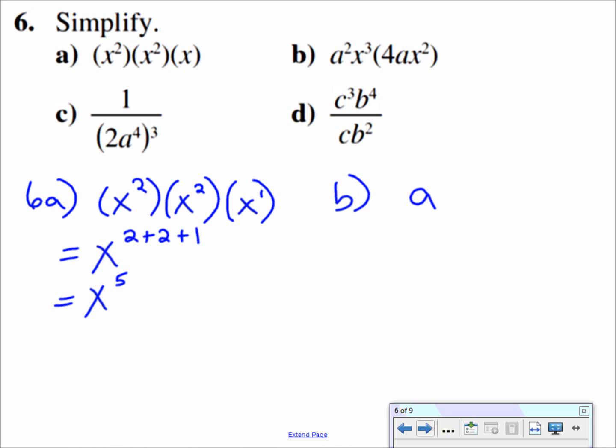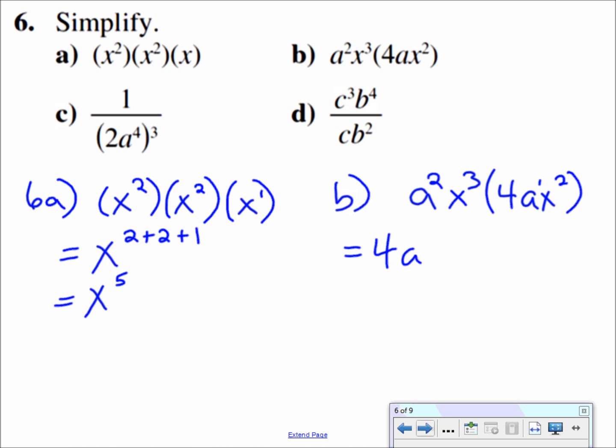Okay, so I have a squared x cubed bracket 4ax squared. First things first, I'm going to throw a 1 on that a as an exponent just so I don't forget about it. And this is not a big deal because I'm going to think of things differently. 4 is a number, it's one thing. A is a letter, that's one thing. And then x is another letter, that's another. So what I'm going to do is group everything. This is all multiplication, so I can rearrange things and it's not going to change the question.